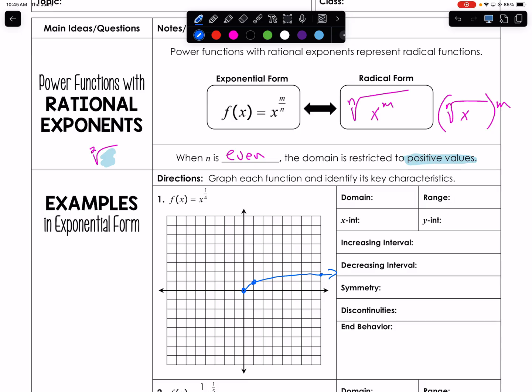What is the domain of this function? Where do the x values start? 0, and where do they go to? Infinity. So is it squared off or not at 0? Yes, it is squared off. Bracket at 0 to infinity.